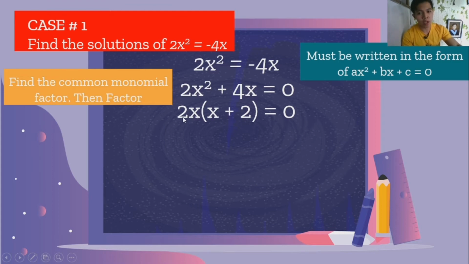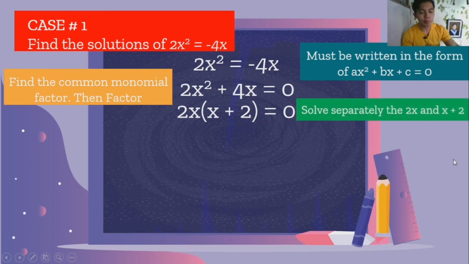Check nga natin. 2x times x, 2x squared. 2x times positive 2, positive 4x. So, tama yung factor natin. So, ganyan gamitin yung common monomial factor. And then, equals 0. Okay?